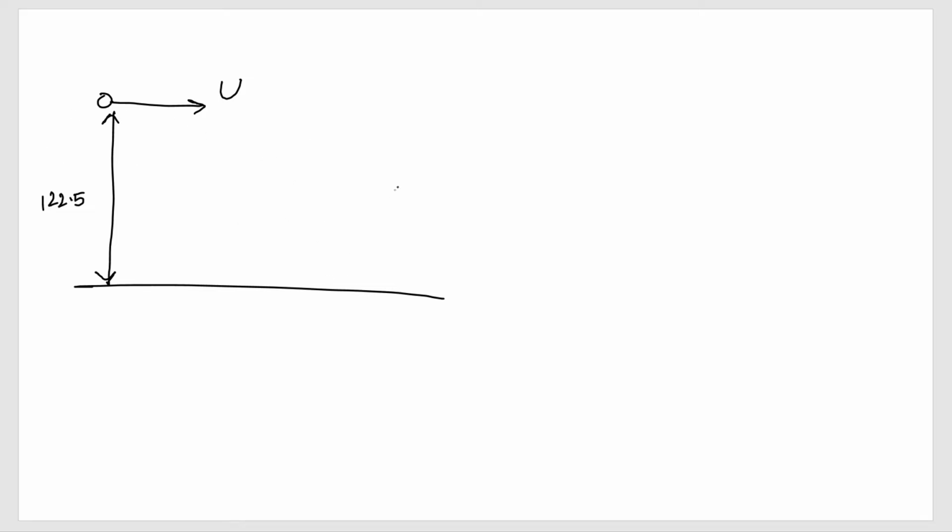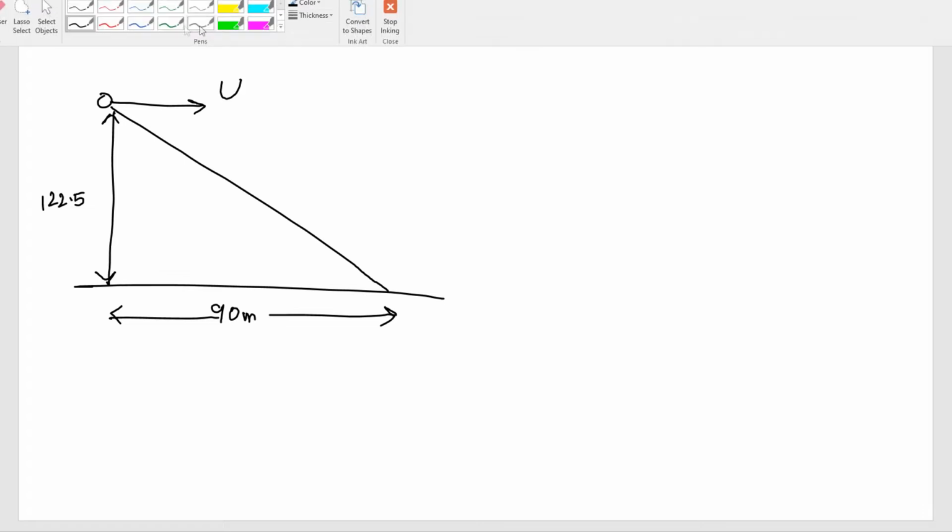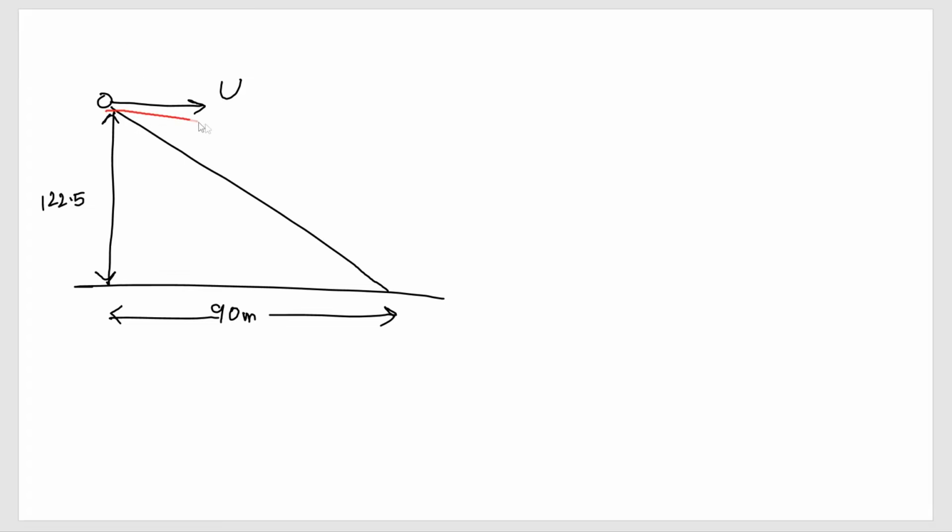So here there is a confusion whether the distance of 90 meters is this distance or the horizontal distance. They have specified in the question that the distance is a horizontal distance, so this distance is 90 meters. The distance from here to here, 90 meters, not this distance. So the particle trajectory goes somewhat like this. This is the particle trajectory. And we need to find the initial speed of the particle.